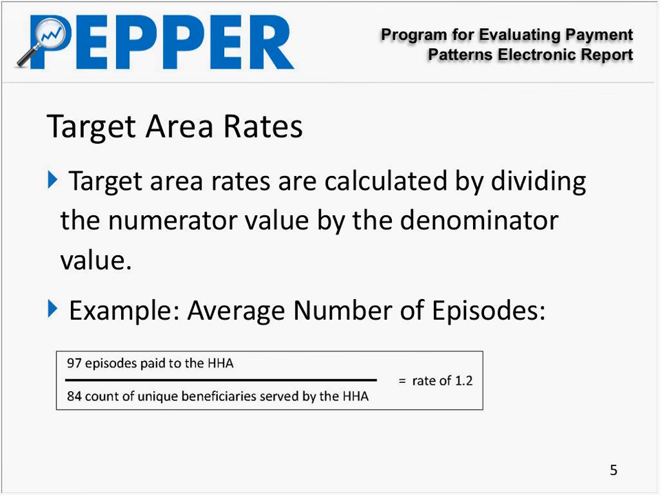So here, when we're calculating rates, let's use as an example the average number of episodes target area. In the numerator, we have the number of episodes paid to the home health agency during the report period, which is 97 in this example. The denominator is the count of unique beneficiaries served by the agency during the report period, which here in this example is 84. So 97 divided by 84 results in a target area rate of 1.2. So that tells us that for the unique beneficiaries served during this time period, they receive, on average, 1.2 episodes.